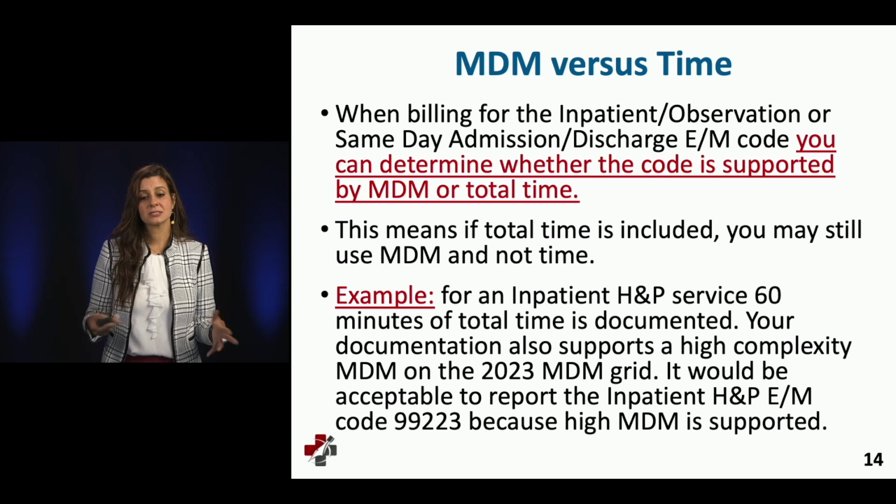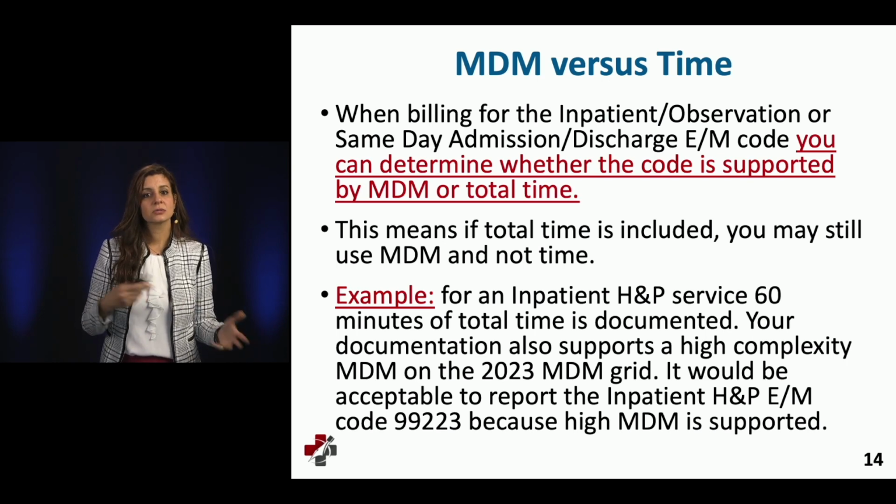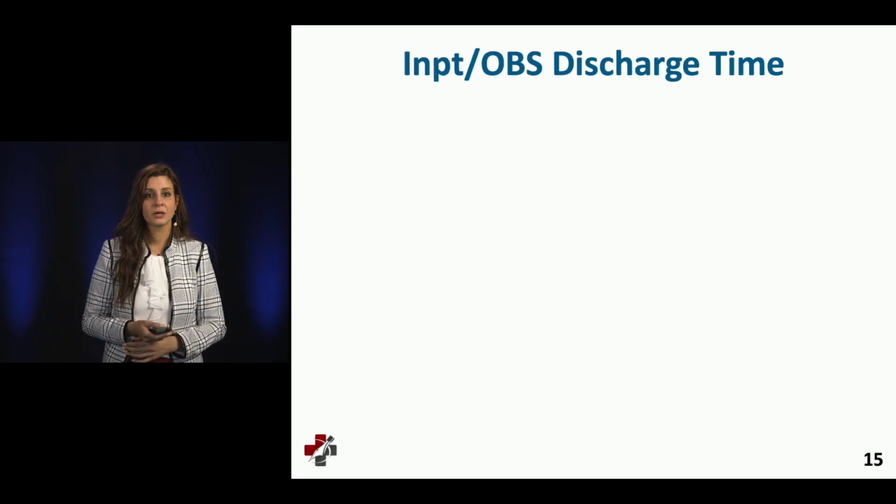So what this basically says is it doesn't hurt to document time because they can always use the MDM if it's actually higher. So that's kind of a way to, if you want to include both, they're just going to pick the MDM or the time spent, whatever's higher.